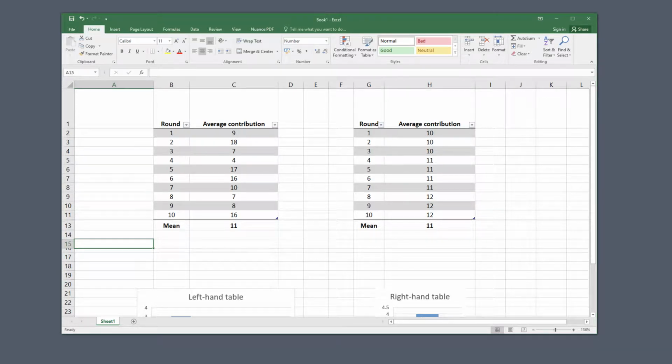One of the most important things to know about data is how spread out the data points are. The summary statistic that we calculate to show this is called the standard deviation.